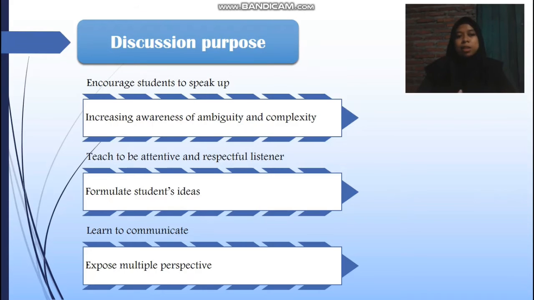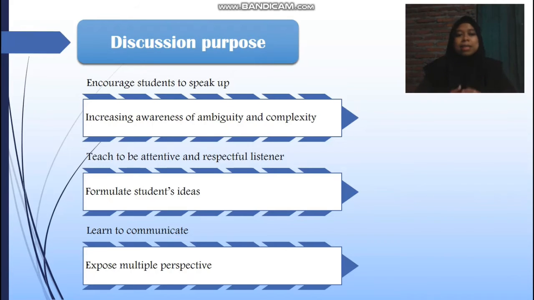And the next is increasing awareness of ambiguity and complexity. So one of the purposes of education is to prepare the students to live in the bigger environment. And we know that one of the characteristics of the environment is ambiguity and complexity. So when the students have learned this at school, at college, or at the university, they will not be shocked when they face ambiguity and complexity in social life.